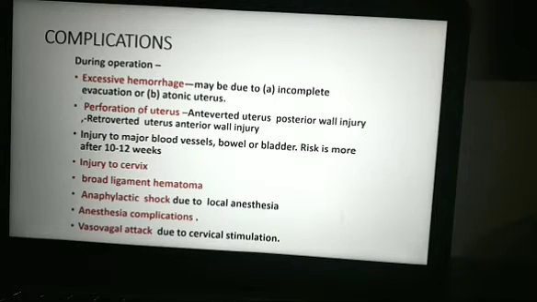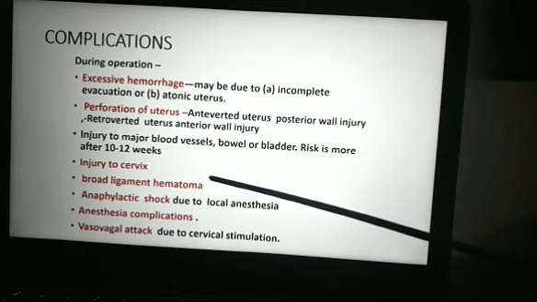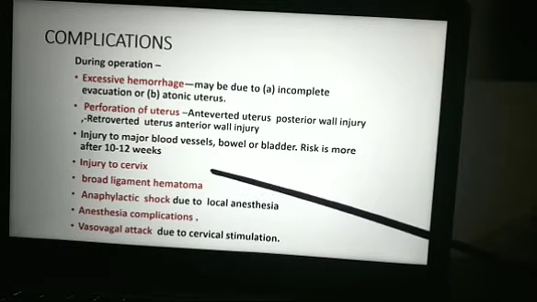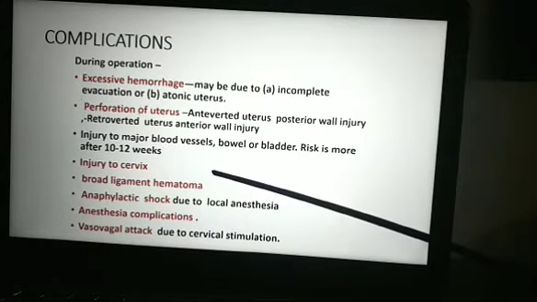Complications like excess hemorrhage can occur during the procedure. There is a risk of perforation of the uterus, especially if it is acutely anteverted, then injury to the posterior wall of the uterus is the risk, and if the uterus is retroverted, then injury to the anterior wall of the uterus is the risk. Then injury to the cervix and its complications like cervical incompetence can occur, and stenosis of the cervix can result.